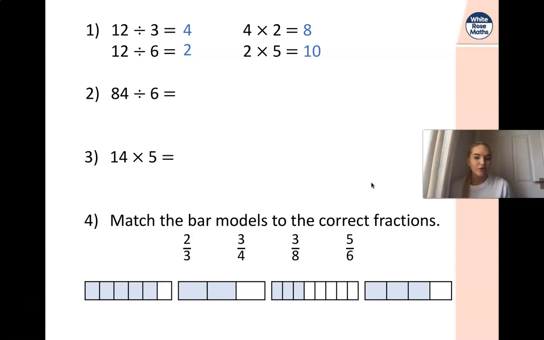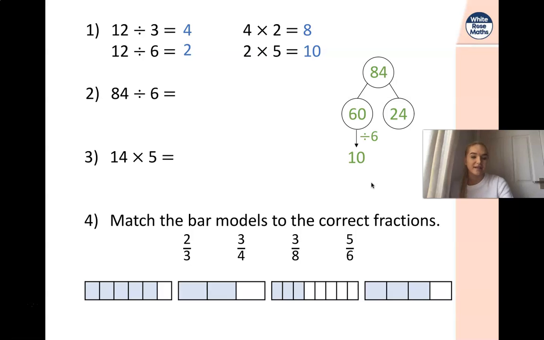To work out 84 divided by 6, you could use the part-whole model, knowing that 84 is your whole number. We are looking for a multiple of 10 that's divided by 6. So that could be 60, and then what's remaining is 24. So you could divide both of these by 6, because 60 divided by 6 is 10, 24 divided by 6 is 4. So 84 divided by 6 is 14.